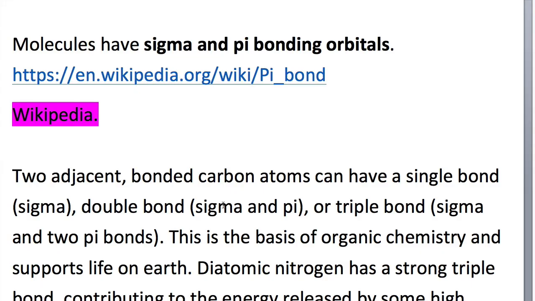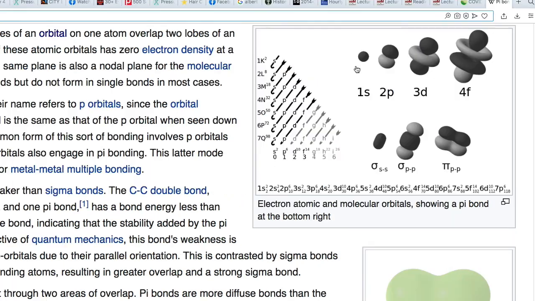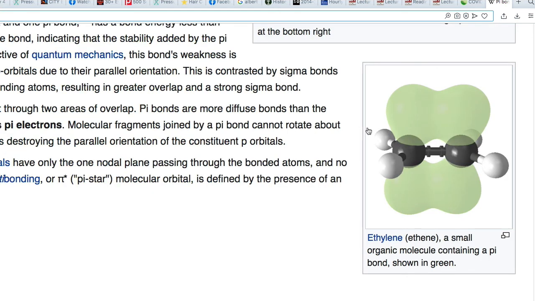Molecules have sigma and pi bonding orbitals, and we'll look at this Wikipedia website. Here's an illustration of 2p orbitals for adjacent atoms forming a pi bond between the 2 atoms. Here are some atomic orbitals, 1s, 2p, and bonds between 2 atoms, one sigma bond, a different sigma bond, and a pi bond. Here's a different illustration of a pi bond between two adjacent atoms. This light green probability cloud is a pi bond.